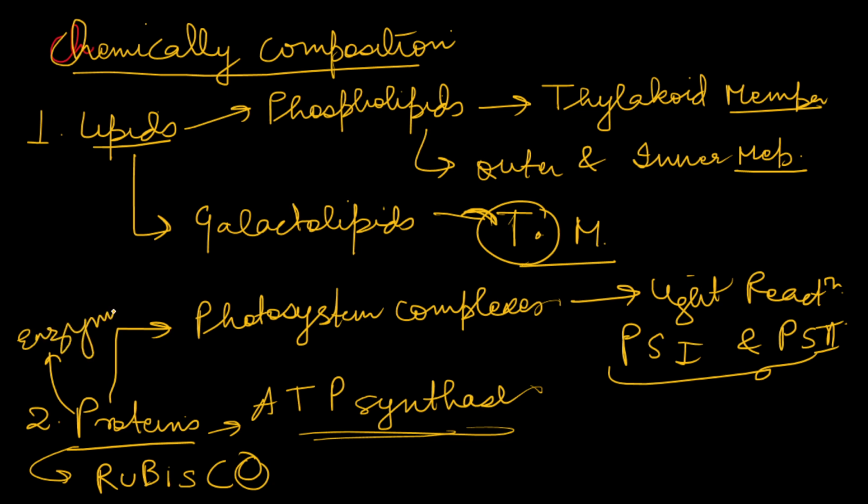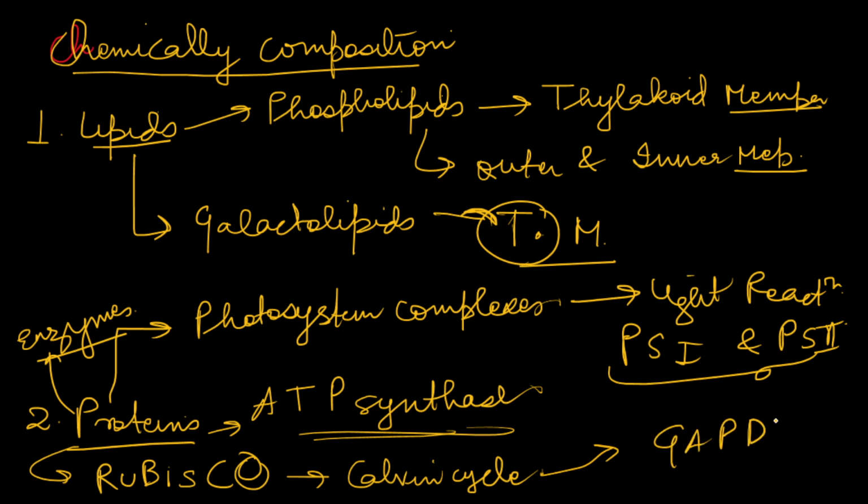I am writing here also. Rubisco. Rubisco is the key enzyme in the Calvin cycle. We all know it. Then you will find proteins in the other enzymes of the Calvin cycle, such as GAPDH, that is glyceraldehyde 3-phosphate dehydrogenase. Here you will also find proteins because it is an enzyme. All these enzymes are made up of proteins only, and in these systems you will find them.